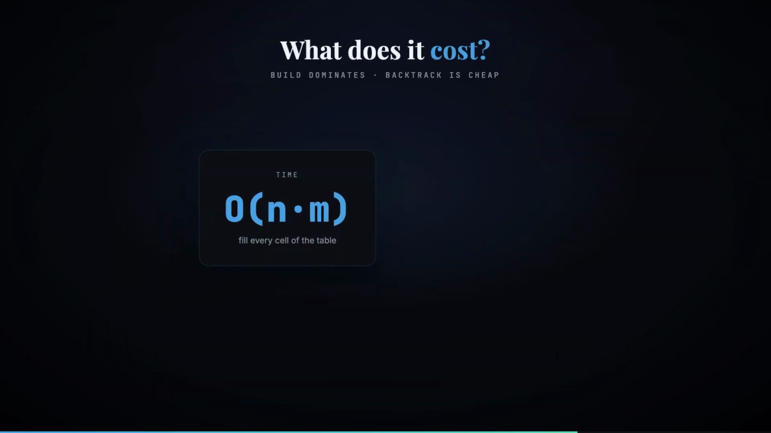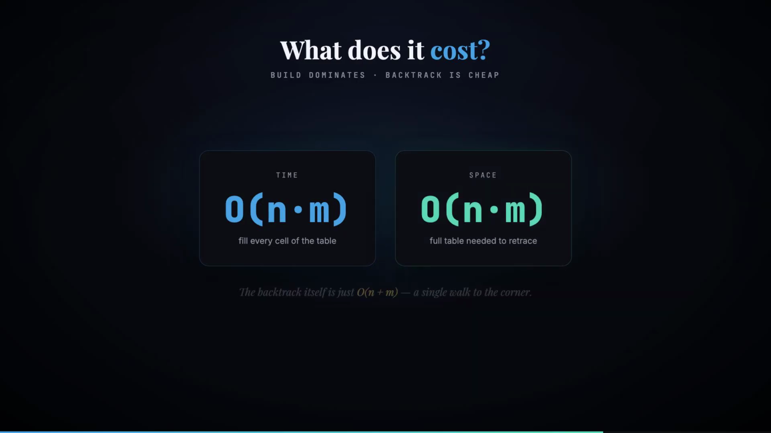What does it cost? Building the table is order n times m. The backtrack is only order n plus m. So our time is order n times m. And our space is order n times m because reconstruction needs the entire table.